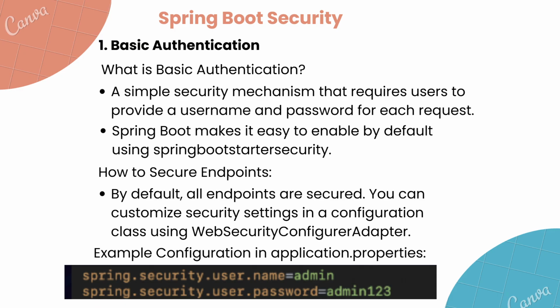Breakdown of the code. Basic authentication. Code: spring.security.user.name equals admin, spring.security.user.password equals admin123. Explanation: this enables basic authentication for a predefined admin user, admin, with the password admin123. Use case: admin logs in to manage user accounts or check system configuration.